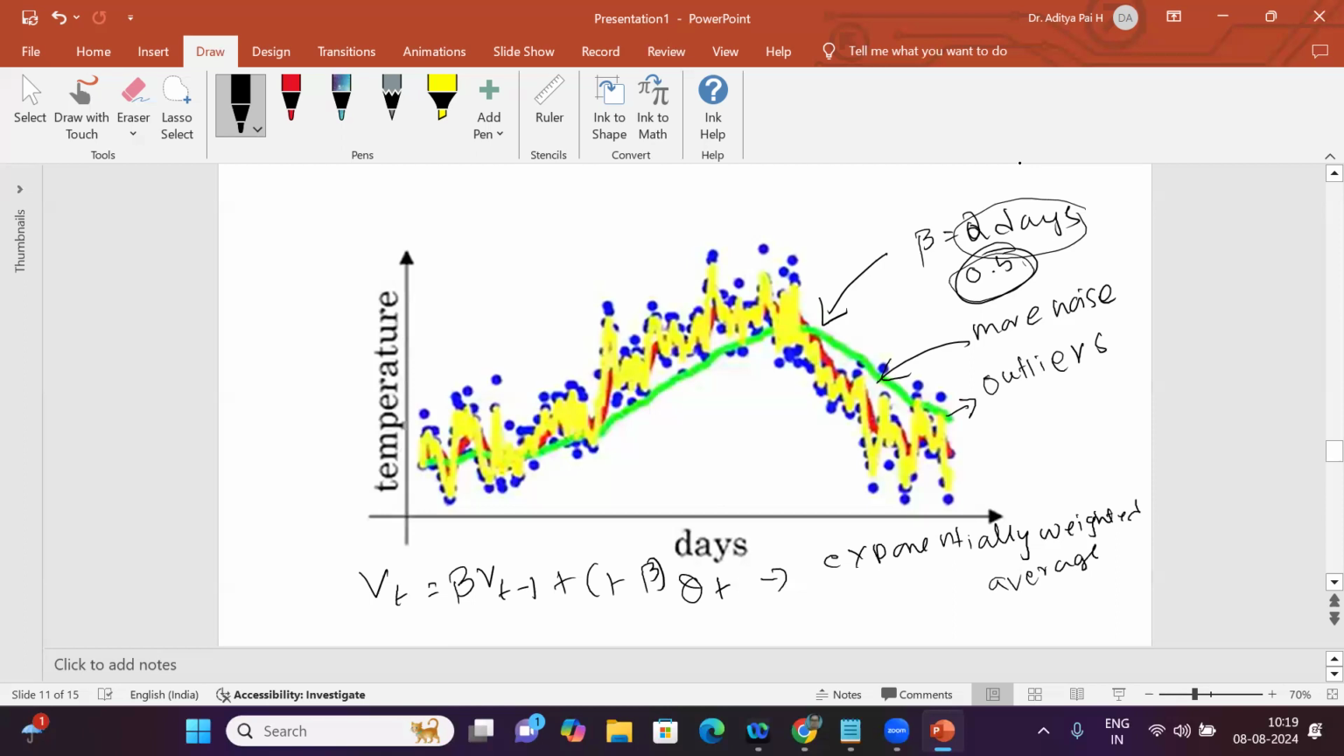So we have to choose which gives a slightly better effect. Based on the given data, you have to choose whether beta should be a higher value or a lower value. So this is about the exponentially weighted average.